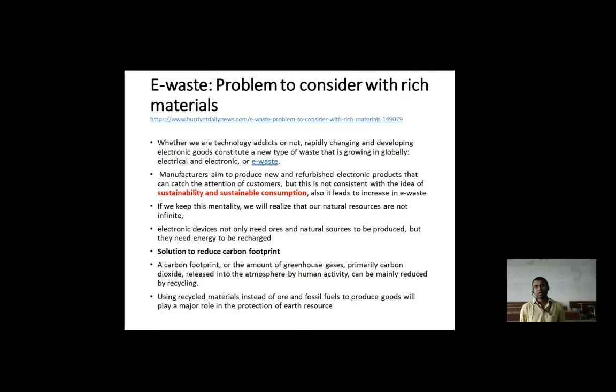So manufacturers aim to produce new and refurbished electronic products that can catch the attention of the customers. Obviously, in this competitive industrial market, most of the companies are creating or refurbishing electronic products to attract the attention of the customer. But this is not consistent with the idea of sustainability and sustainable consumption. Also, it leads to increased e-waste: after some time, after 6 months or 1 year, we replace that material, and that leads to e-waste.